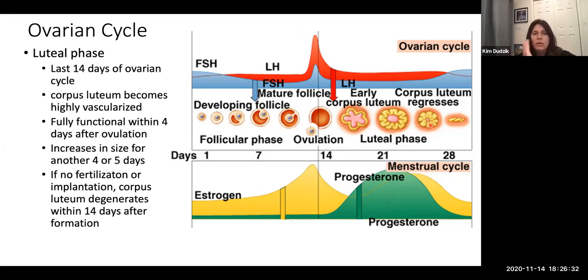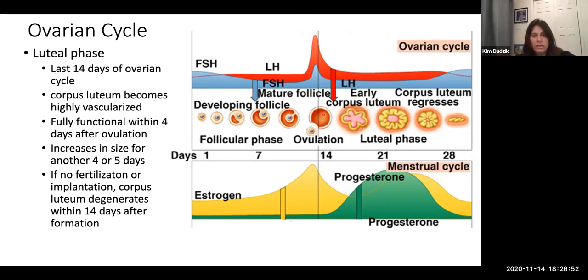But again, no embryo, then there's nothing to maintain the corpus luteum. The corpus luteum just regresses and then becomes the scar tissue in the ovary. And you can actually see the scar tissue in the ovary for each cycle of corpus luteum that degenerated. Okay, so that's the ovarian cycle.